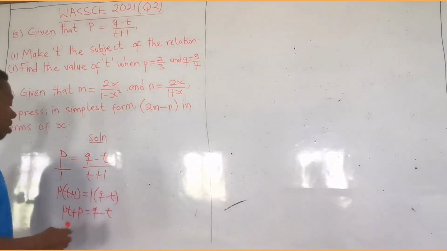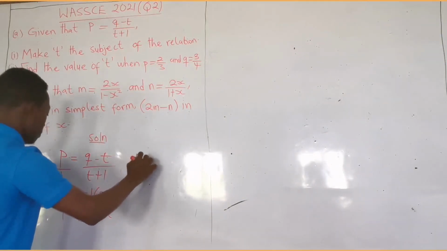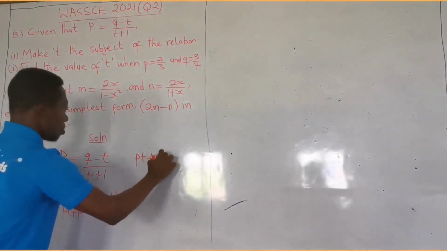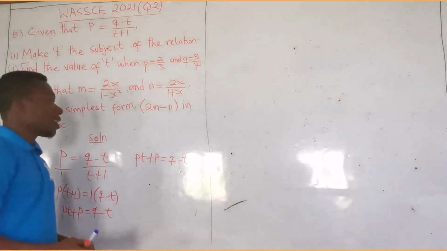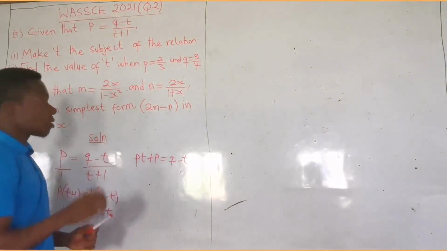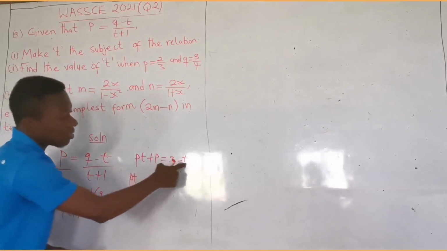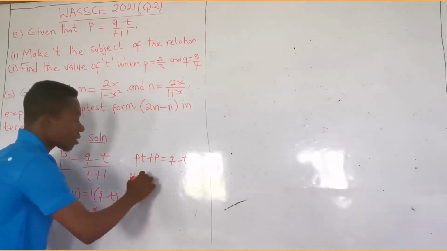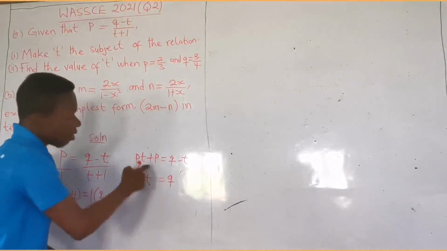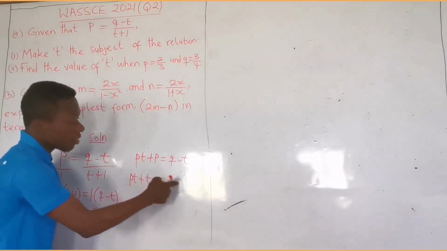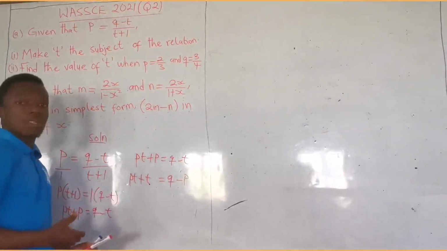Then from here, we have PT plus P is equal to Q minus T. All we will do here is group like terms. I have negative T and I have PT here. So I'll have my PT here, and this negative T becomes positive T when it crosses over. Then I do the same for the Q and the P: the positive P, when it joins the Q, becomes negative P.